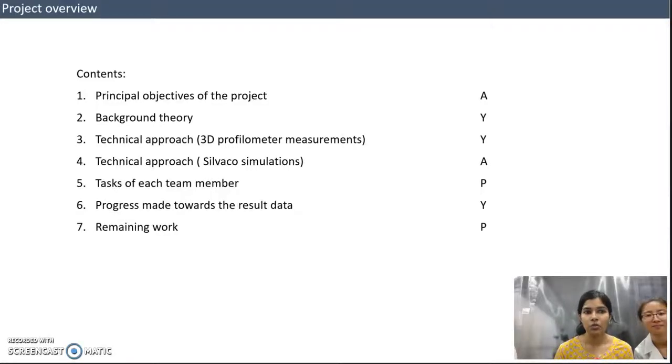So, the contents of this presentation: the principal objective of the project will be presented by me. The background theory will be presented by Ying, and the technical approach and the 3D profilometer measurements will also be presented by her. The Silvaco simulations part will be presented by me. The tasks of each team member will be presented by Prashant. Ying will present the progress made towards the result data, and Prashant will conclude by presenting the remaining work.